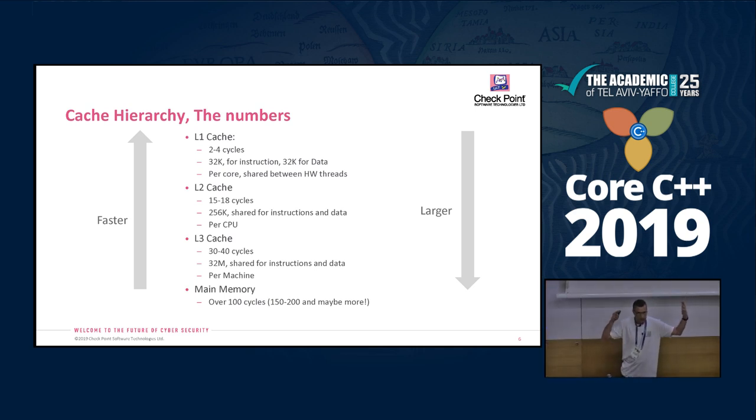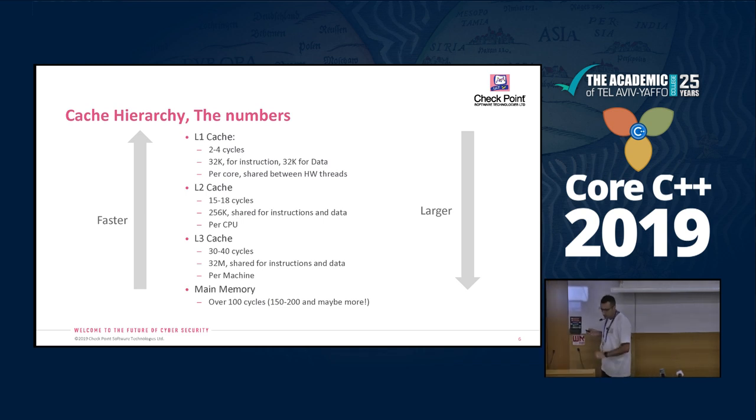And the higher the memory is in the hierarchy, the faster the memory is, but also the smaller it is. So L1 is very, very fast. It takes like 2 to 4 cycles to fetch memory from L1, but we only have 32K of cache. If we go to the other extreme, the main memory takes 100 to 200 cycles, but we have a very large amount of it.